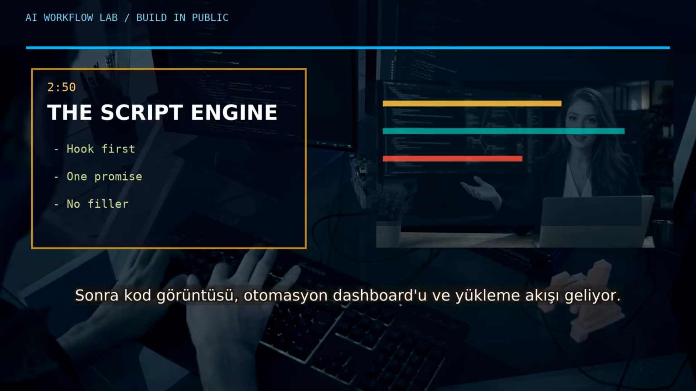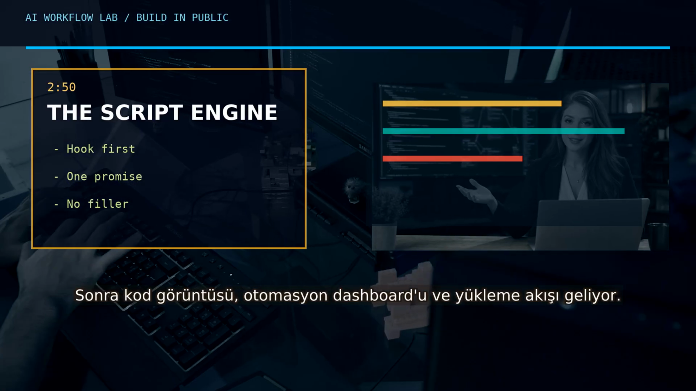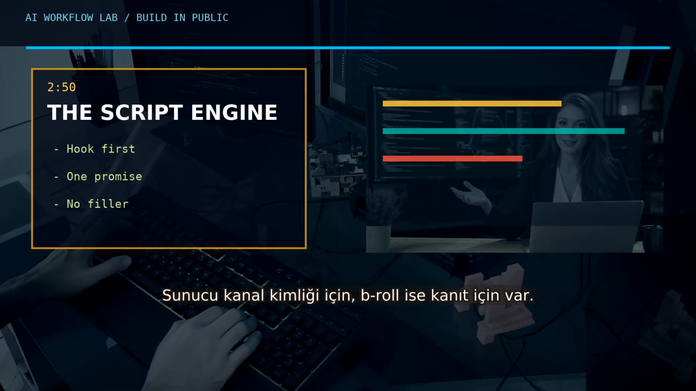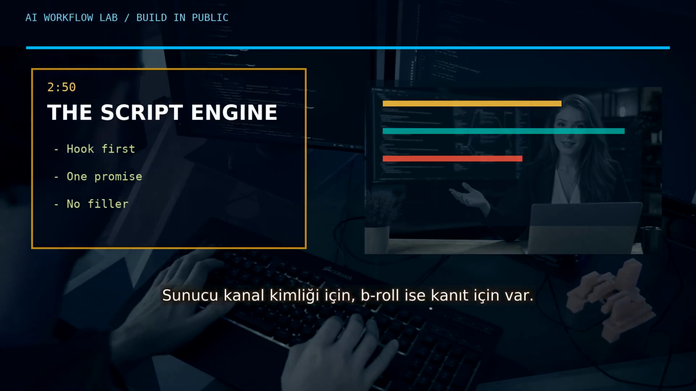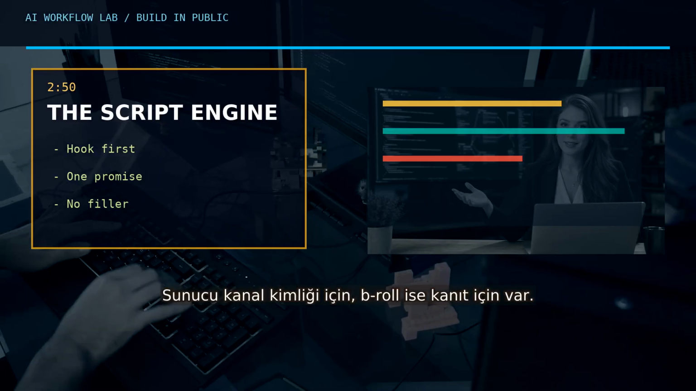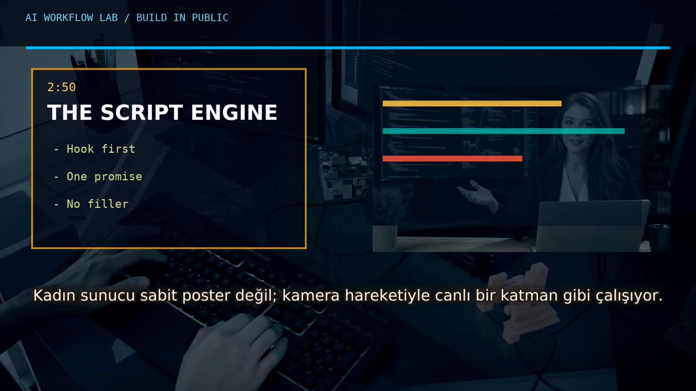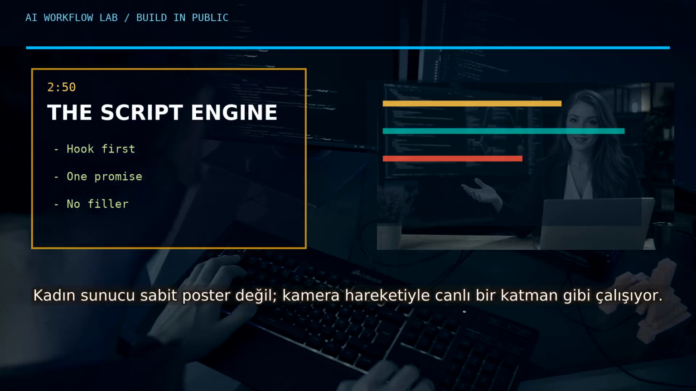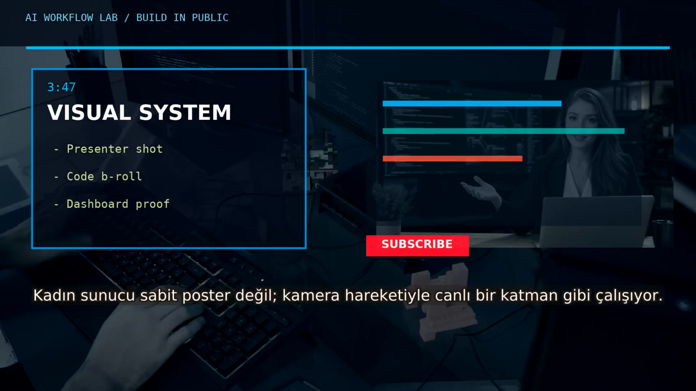For long videos, the script also needs chapter logic. Each chapter should answer one question the viewer already has. What is the system? Why does it matter? How is it built? Where can it fail? How will it improve? When a chapter cannot answer a clear question, it usually becomes filler.